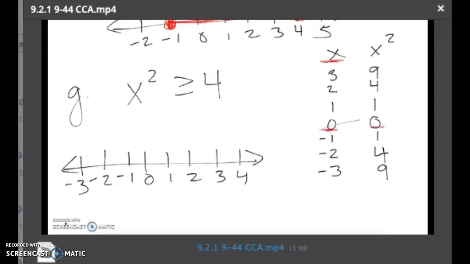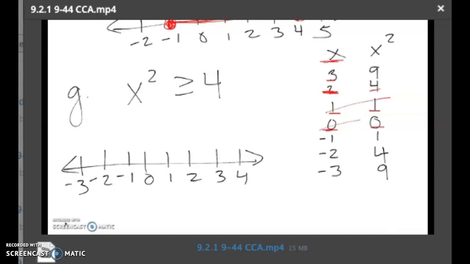Okay? When I square 1, I get 1. Well, that's not greater than or equal to 4. So that 1 can't be part of my solution. How about 2? When I square 2, I get 4. That's equal to 4. When I square 3, I get 9. That's greater than 4, okay?